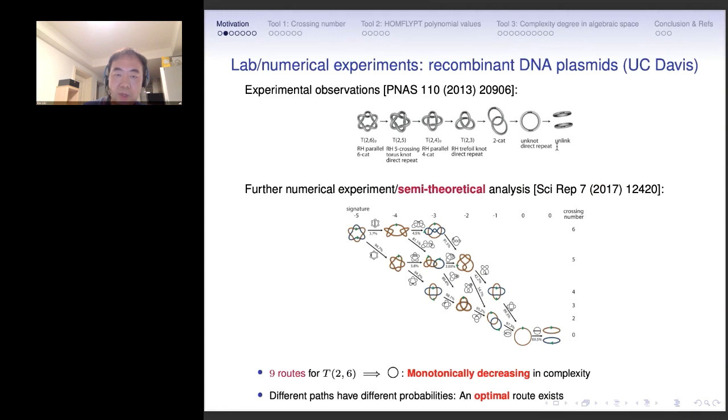The UC Davis group continued this work and showed some details of the decay procedure. From here, T(2,6), to the final point, the circle, there is not only one route. This work just gives one route. Actually, there are still other routes. In this paper, they show there are nine routes from here to here. But the first discovered one has the largest probability to occur.